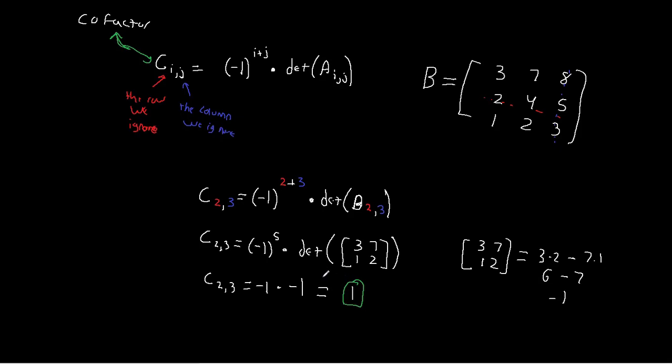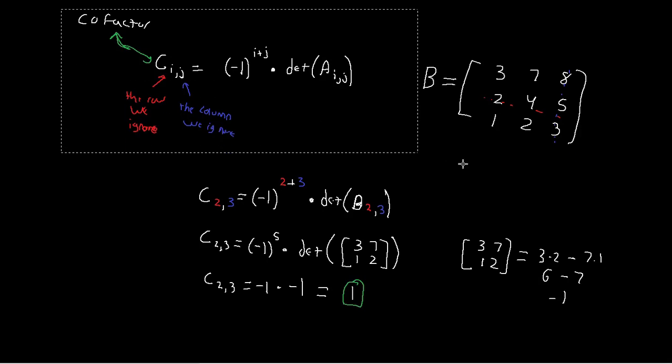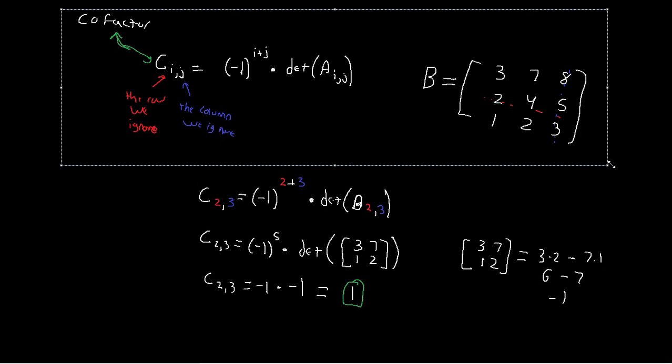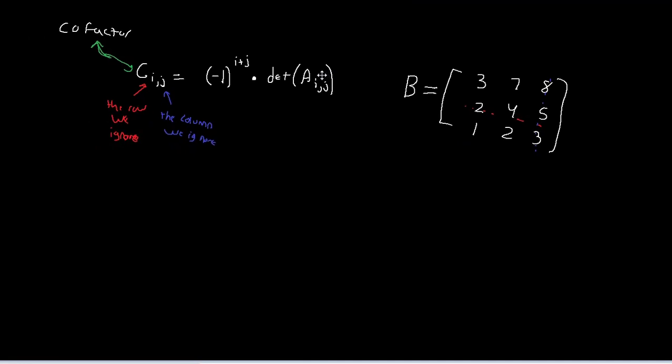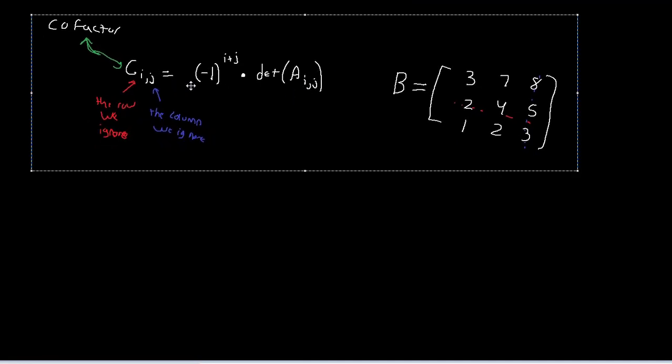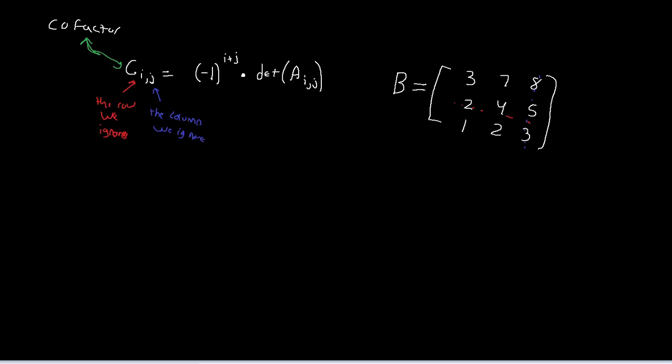Let's go through one more example. I'm going to copy everything up here, and scroll down a little bit. Okay, so we're going to use the same matrices and the same equation. But what I want to do is look at the cofactor. Again, we put a C here because we're talking about the cofactor of B.